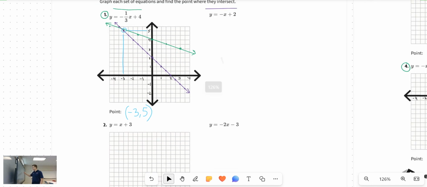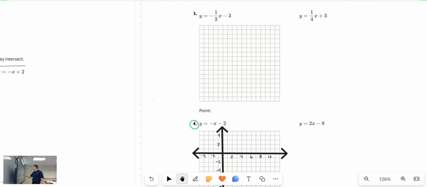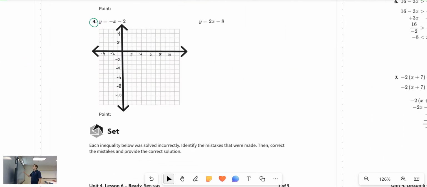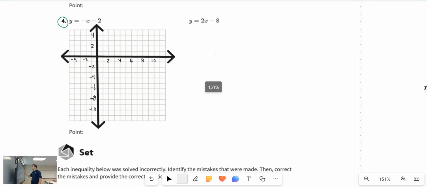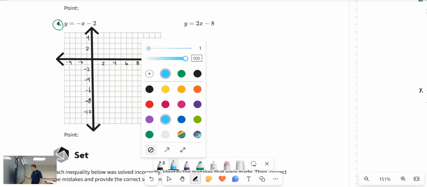Now we're going to move on to the next one. We're not doing 2 for right now. We'll leave that one. We're skipping 3 as well, so we're on to 4. Here we go. All right. This should be zoomed in enough. Once again, we will do green for the first, and the second one in purple.